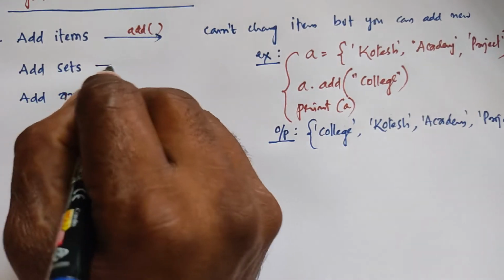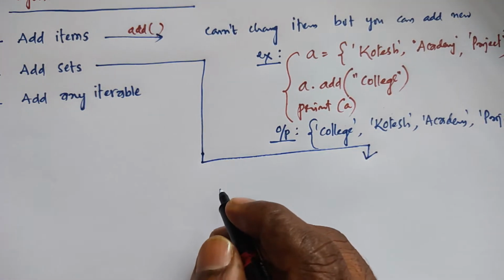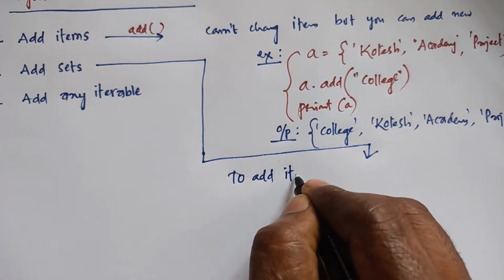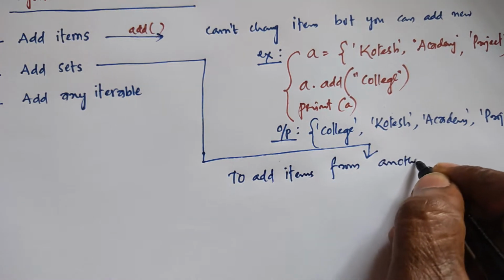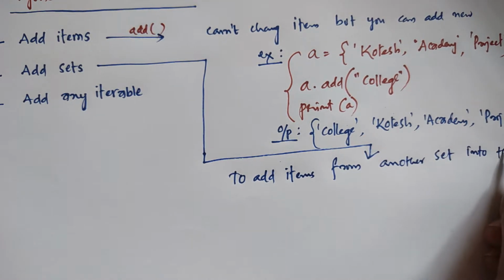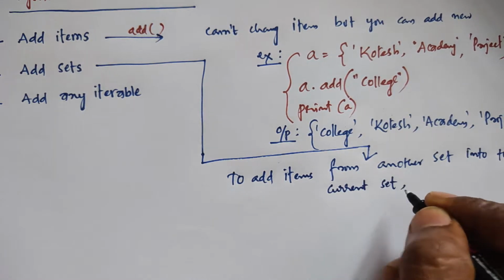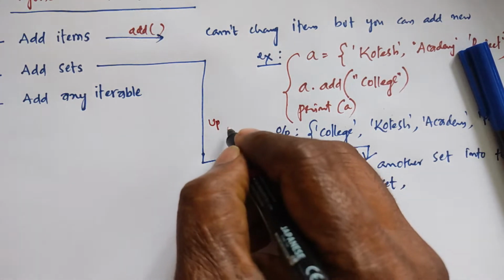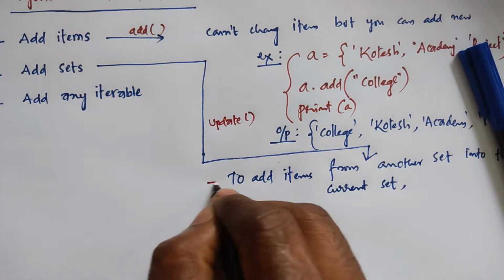Next one is add sets, that is, to add items from another set into the current set. For this we use update of something.